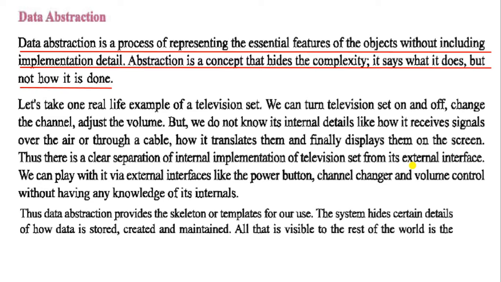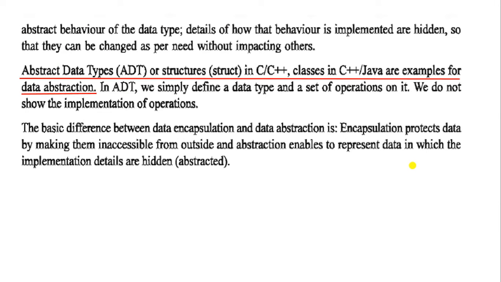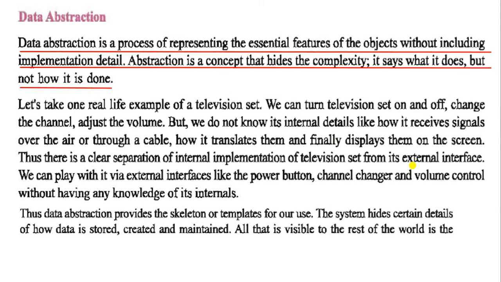Data abstraction provides a skeleton or template for our use. The system hides certain details of how data is stored, created and maintained. All that is visible to the rest of the world is the abstract behavior of the data type. Details of how that behavior is implemented are hidden so that they can be changed as per the need without impacting others. So in simple terms, data abstraction hides certain details. Whatever details we want to hide, that particular detail is hidden.